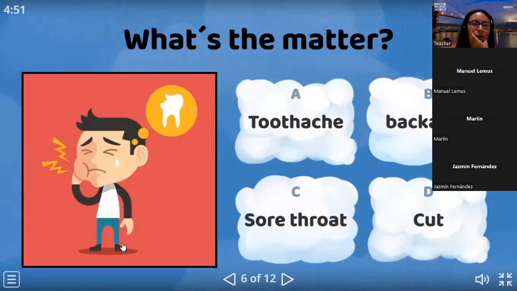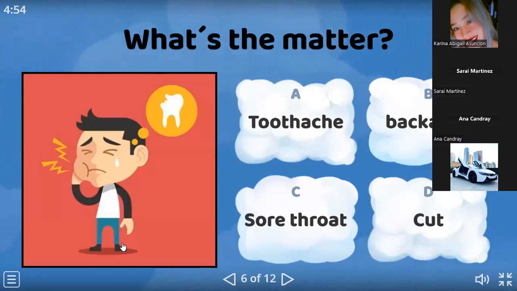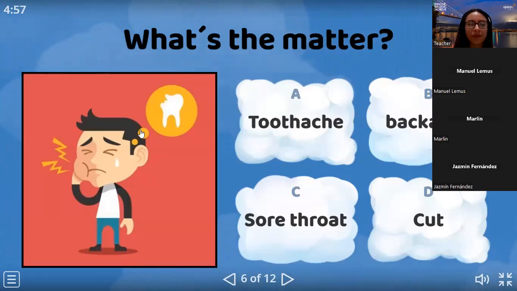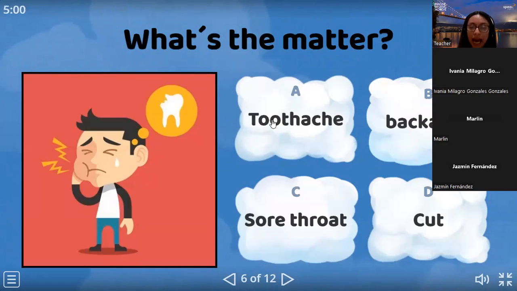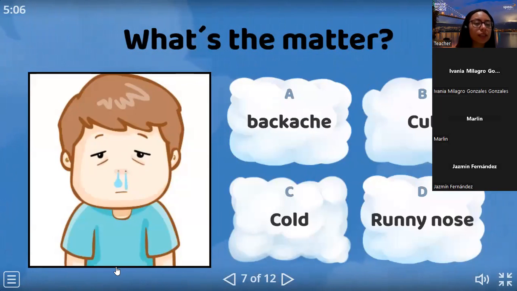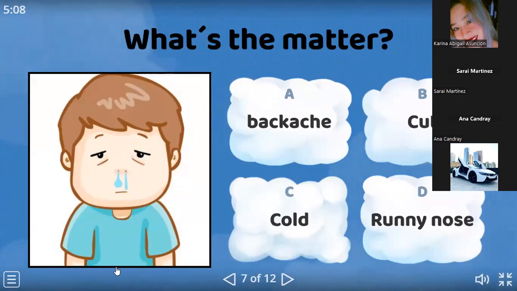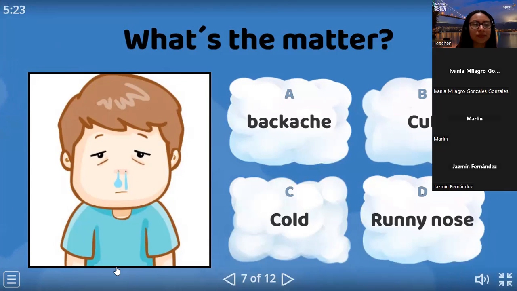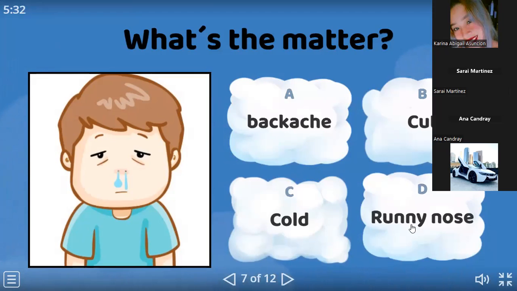Now, let's see, this one is for Ivania, what's the matter? She has a toothache. A toothache, very good. Now, number seven is for Ana Candray, what's the matter, Ana? Look at the picture. What's the problem? Runny nose. Letter D. Very good. Letter D. Runny nose.